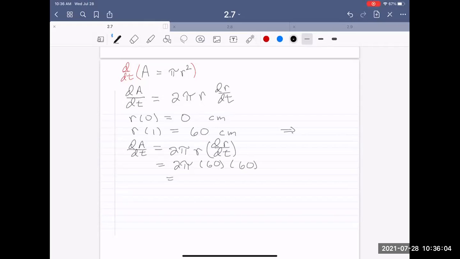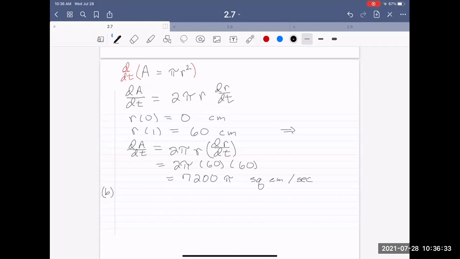Therefore, 3,672,000 pi square centimeters per second. And that is the rate at which your area is changing. Any questions about that? Okay, let's do part B.